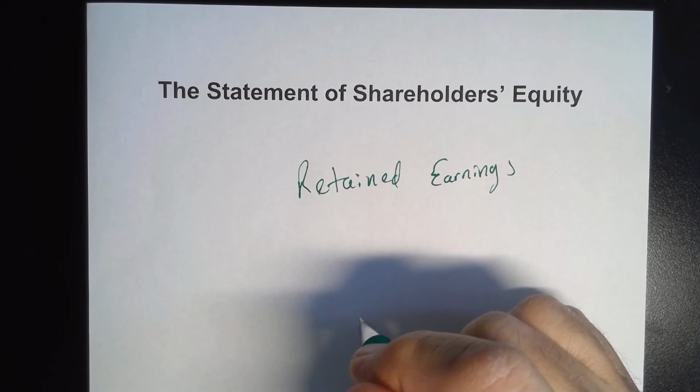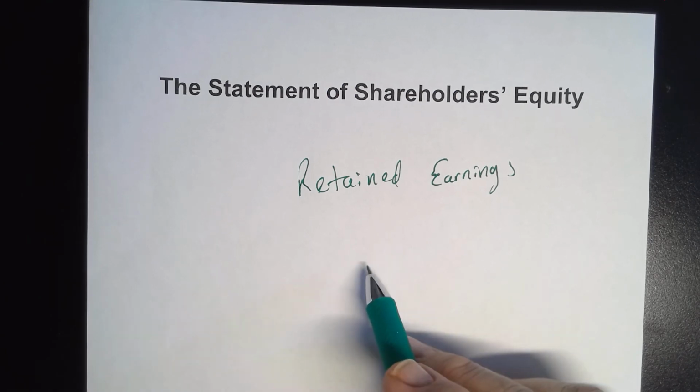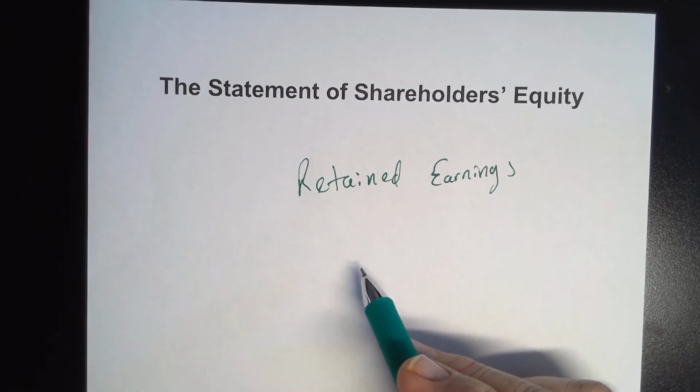But for now, you have been introduced to the four basic financial statements: the balance sheet, the income statement, the statement of shareholders' equity, and the statement of cash flows.